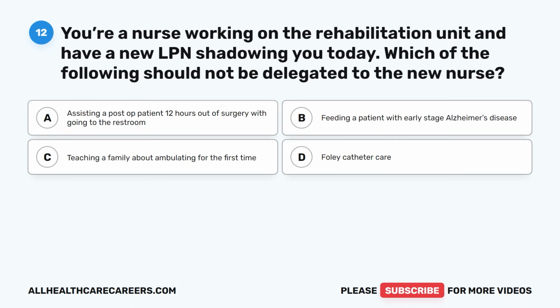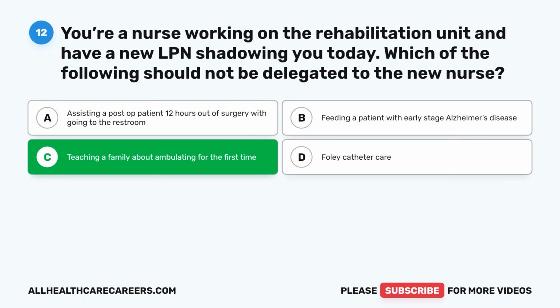Question 12. You're a nurse working on the rehabilitation unit and have a new LPN shadowing you today. Which of the following should not be delegated to the new nurse? A. Assisting a post-op patient 12 hours out of surgery with going to the restroom. B. Feeding a patient with early-stage Alzheimer's disease. C. Teaching a family about ambulating for the first time. D. Foley catheter care. The correct answer is C.